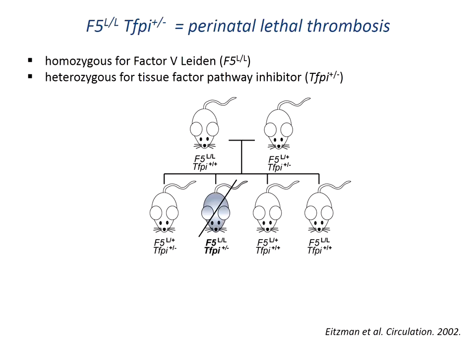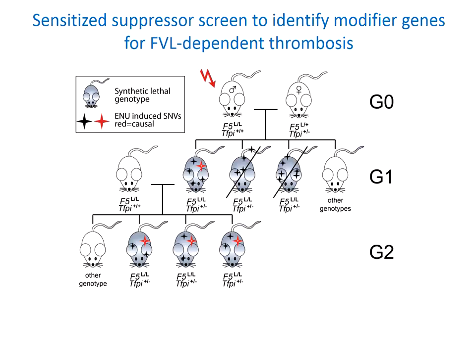So we use this as a basis for what a geneticist would call a sensitized suppressor screen in an effort to identify genes that might modify the effect of factor V Leiden and potentially other thrombosis risk factors. This, I would argue, is an experiment that we cannot readily do in humans.